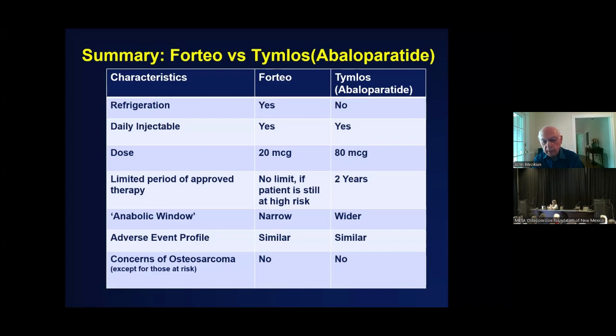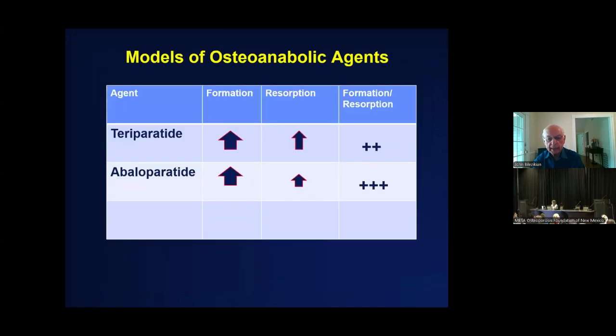The anabolic window, I suggest, is a bit wider with abaloparatide. I haven't talked about the adverse event profile, but they're not that different. Some people think there might be more of a cardiovascular effect. These drugs are vasodilators, so they can cause palpitations, they can alter blood pressure, they can alter heart rate, but not really problematic except in a small number of people. And concerns of osteosarcoma, except for those at risk, we have relegated that to not a big issue.